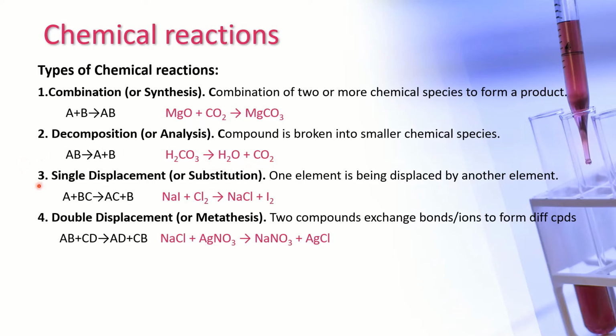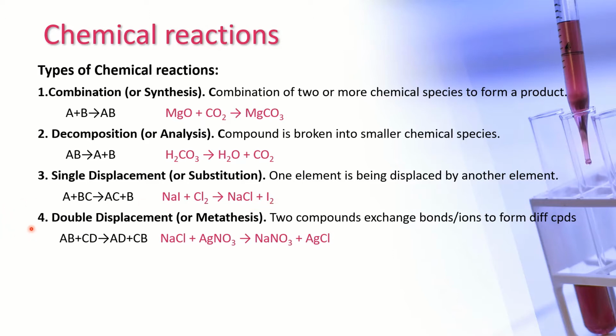The third type is single displacement or substitution. One element is being displaced by another element. The general formula is A plus BC to produce AC plus B. So for example, sodium iodide plus chlorine gas will produce sodium chloride plus iodine gas.